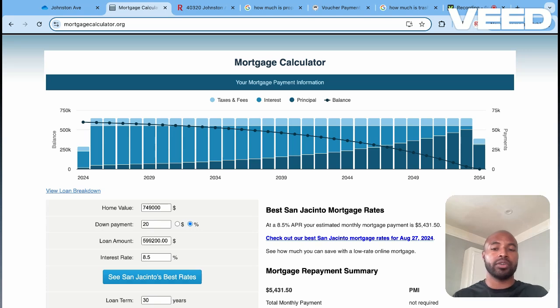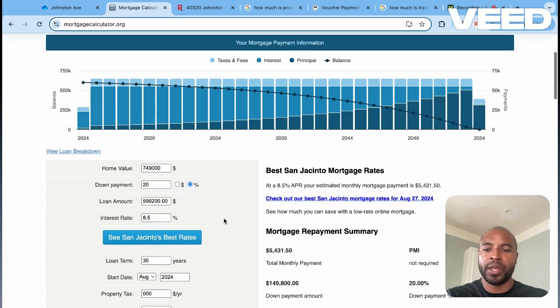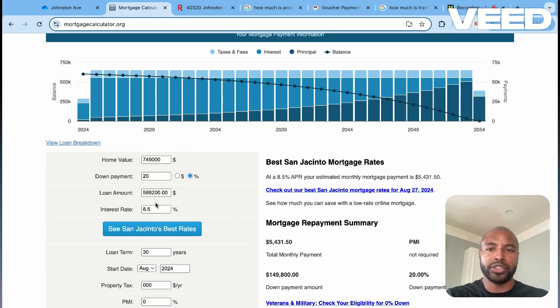I haven't seen any lender that says, hey, we're going to let you buy this rental property, but you're only going to put 5% down or 10% down. It's usually they ask for 20% down. So that's why you see this amount in the down payment amount. And then we're going to jump into the interest rate.